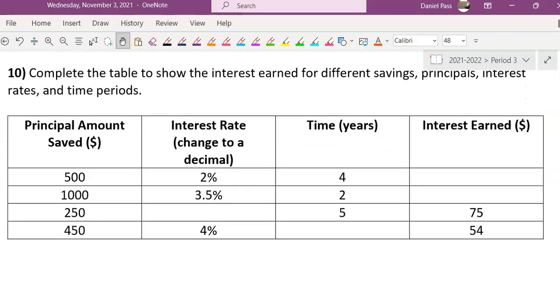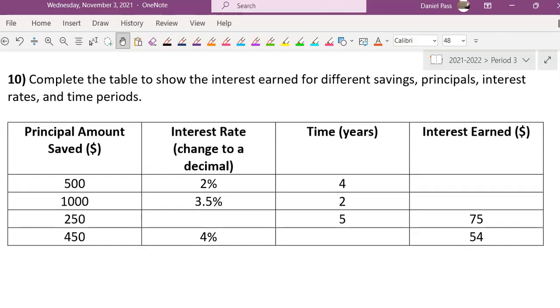Okay, here we go. Complete the table to show the interest earned. Do I do all of them? Yeah. So the savings, the principal, is the money you started with. Interest is the percentage, which is the rate, and your time period is how many years. So the vocabulary is not that important, though. The important thing is how we know how to calculate our answer.